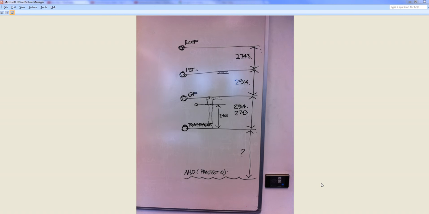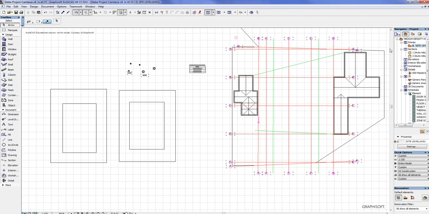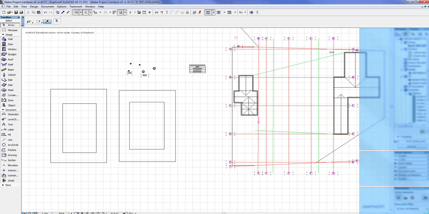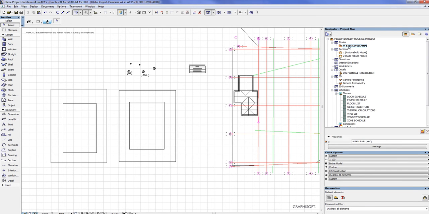Okay, so this is the screenshot of the whiteboard image that I was referring to in the last tutorial. So what you can see then is how the stories are going to be set up. So far, if you notice in our ArchiCAD file, we only have one story, okay, which is, I'll just open this up a little bit better, which is site level AHD.